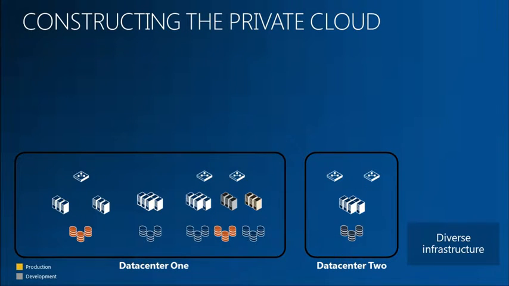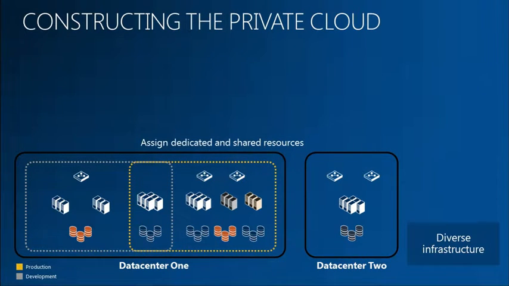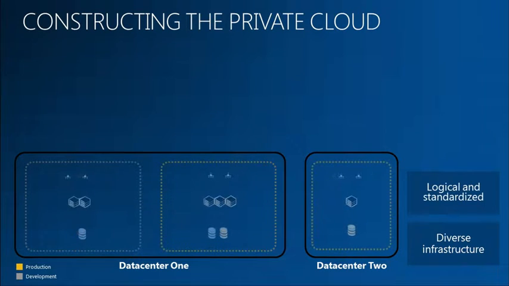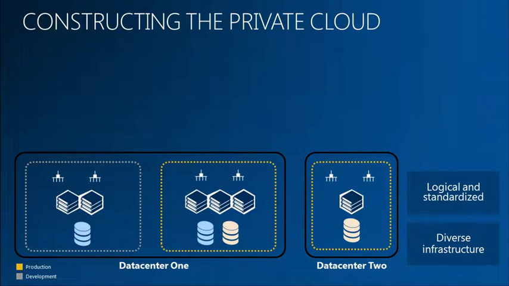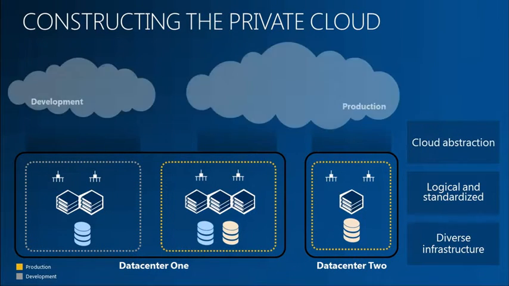How do I take that and build something that is, one, logical and standardized, and two, lets me dedicate or share these resources between the different organizations? Maybe I have a development environment and a production environment. I want to take this pool of resources and build it into something that I can give out to my infrastructure users or my self-service users. So I create, from this diverse set of infrastructure, a logical pool of resources from which I can then create these clouds.